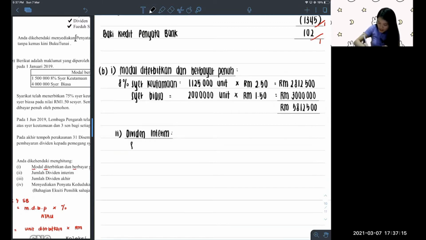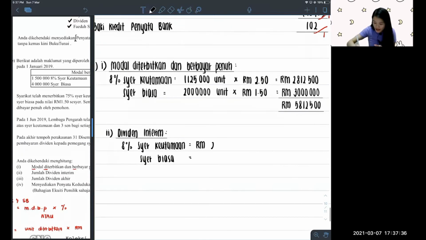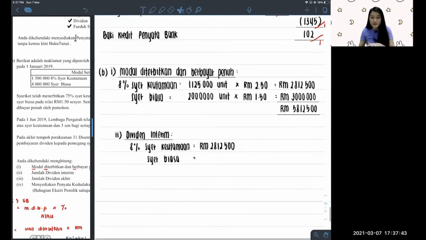Dividend interim, 8% share keutamaan, 8% share keutamaan, and also share biasa. Okay, so equals to. So get ready. We're going to take what, yeah? Share keutamaan, no doubt, is going to be taking modal diterbitkan dan berbayar penuh. So you just copy the answer you got from previous. You put over. Okay, share biasa, then unsure.